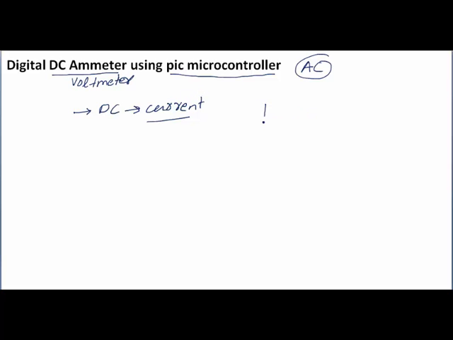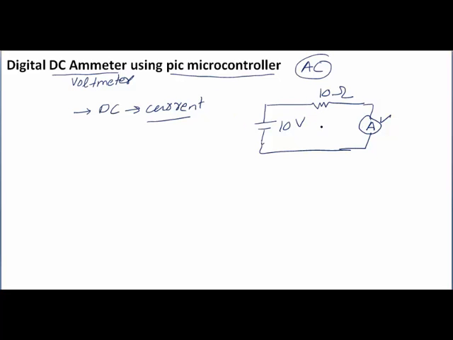For example, if you have a 10 volt battery and you connected a 10 ohm load here, and you want to measure current through this 10 ohm resistor, what you do is simply connect an ammeter in series with this circuit, and this ammeter will give you the current passing through this resistor.